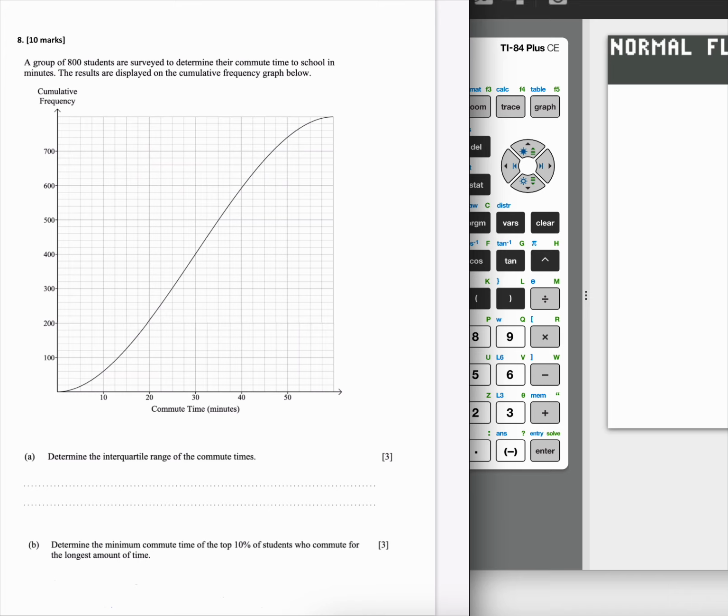Question 8 is a cumulative frequency curve, and we're told that we have 800 students, and it's how long it takes them to get to school, so their commute.